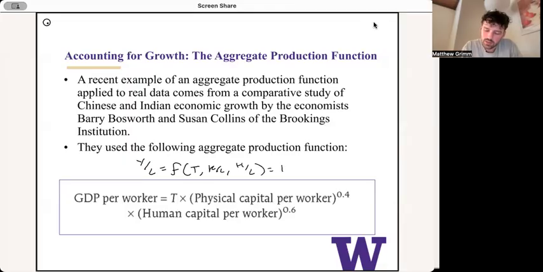And we say that this relationship is given by this function right here that was empirically justified, meaning they have technology levels, they have physical capital per worker numbers, they have human capital per worker numbers, and then they use Chinese and Indian economic growth data to come up with the parameters for this function, which are 0.4 and 0.6.